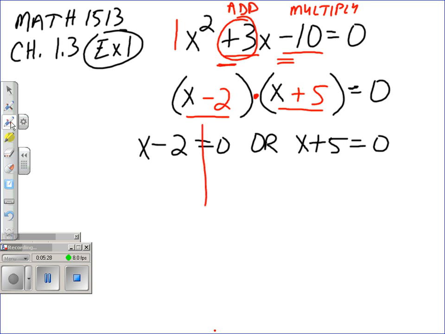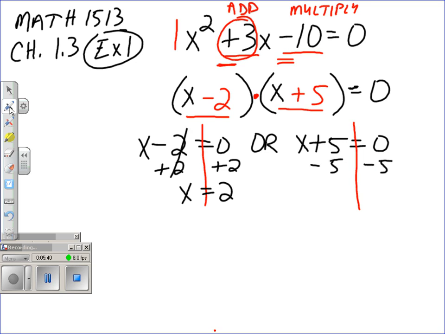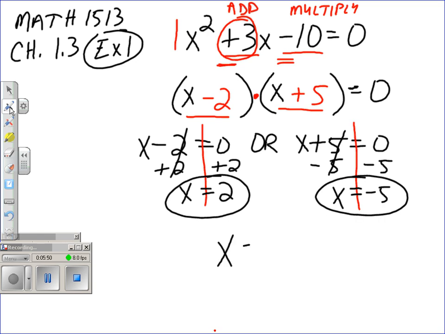And now you just go ahead and finish solving these. You have two separate equations to solve here. So add 2, x equals 2 is one equation, and minus 5, x equals negative 5 is the solution to your other equation. So you can circle these two and call it good, or you can write out x equals 2, comma, that separates your two answers, negative 5.